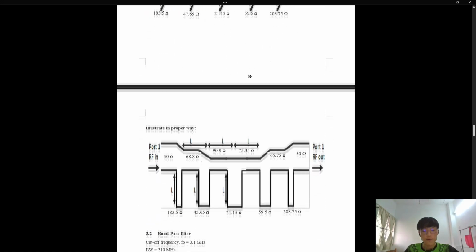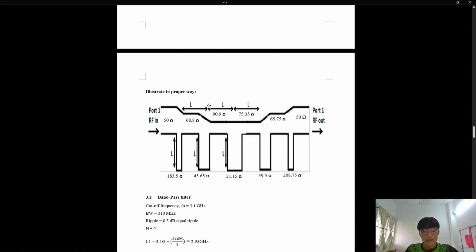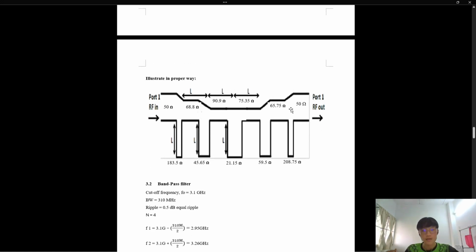And then if we want to plot it into the PCB or illustrate it in the proper way, you can do it like this. In this case, this is the input for the RF signal. Once the signal goes in, it will undergo different lengths and different ohms and different lengths as well. Then this will be the output here. So this is the part for the low pass filter.